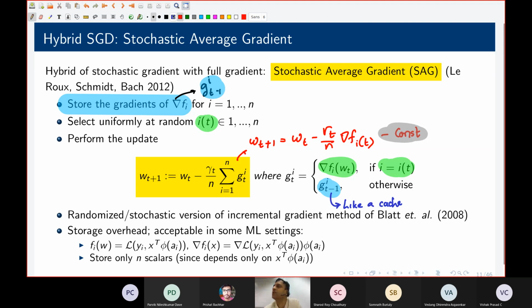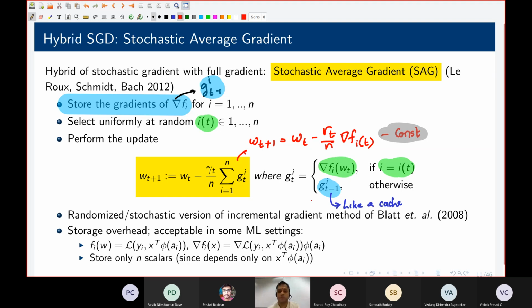So yeah, in case of stochastic gradient, you well said that the computation per iteration is 1/n, because we are computing the gradient for only one point. But in this case, we are computing the gradient for all the points in every iteration. Not all the points in every iteration. They are from the previous iterations.